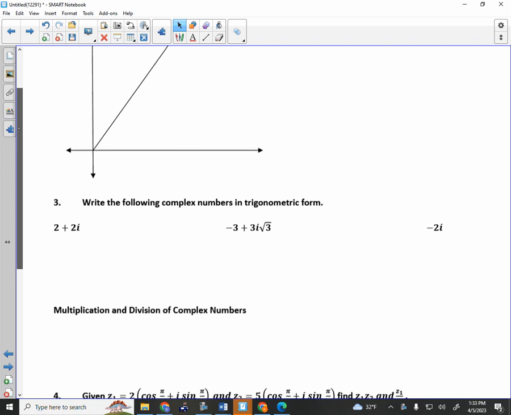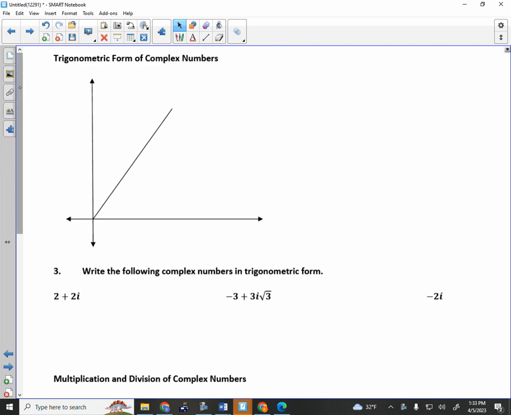And I know that you already have stuff written here. Let's just put this here. You don't have to write this, but just so we all understand what we're doing.